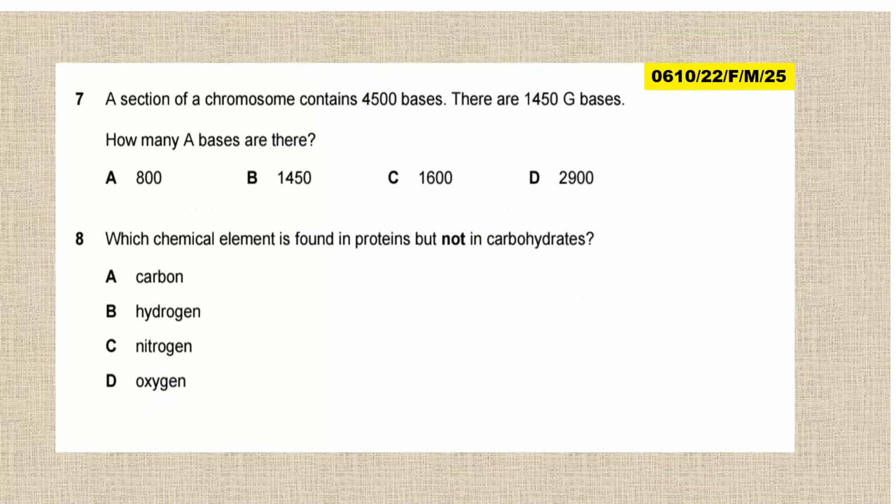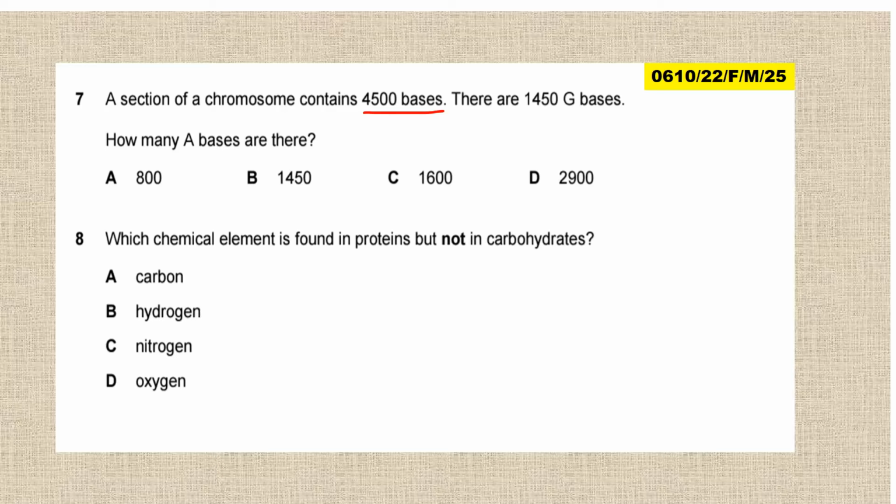Then let us look at this question. So this is paper 2, variant 2, February, March 2025. A section of a chromosome contains 4,500 bases. A section of a chromosome, so a chromosome is just where the DNA is coiled.